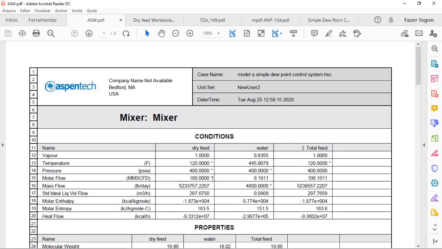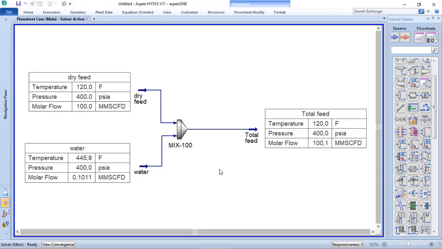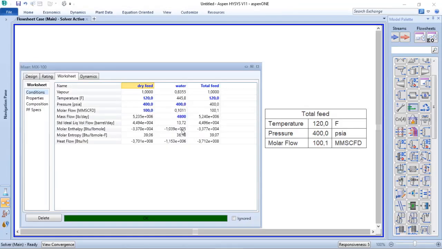The other information was calculated by Aspen HYSYS, and in the total feed, that is the mixing of the dry feed and water, he also added the temperature. He set the temperature there. With that information, I did the same, and you can see that where I have blue color, it means that it was added by the user. In this case, it was me. And where I have the black color, it means that it is a calculation from Aspen HYSYS.